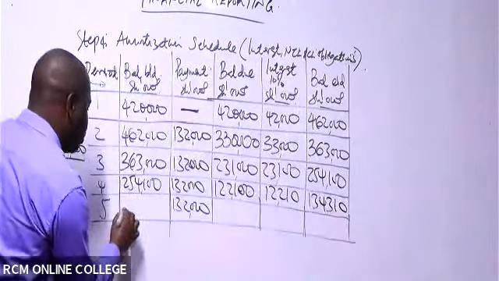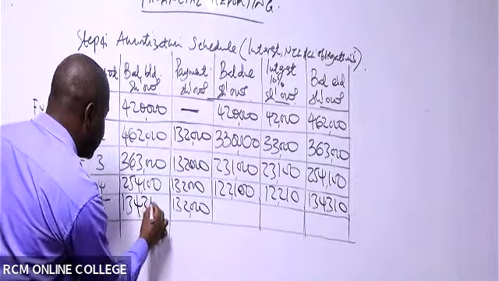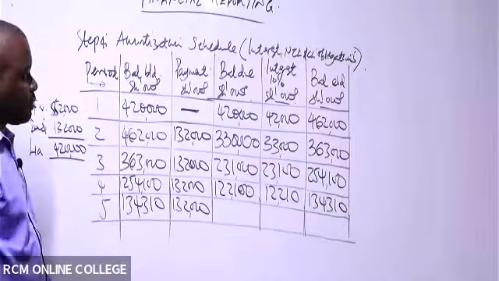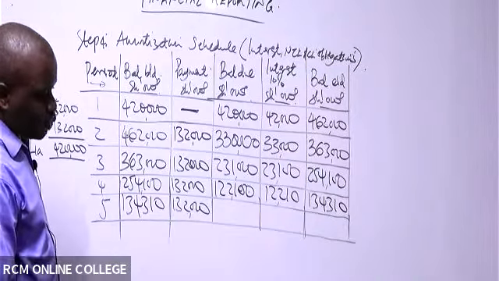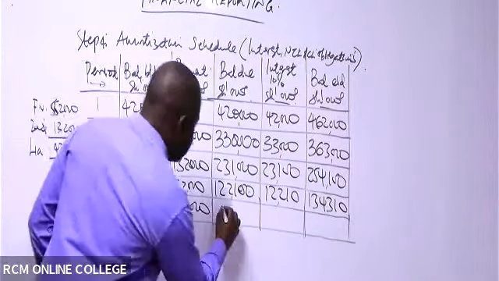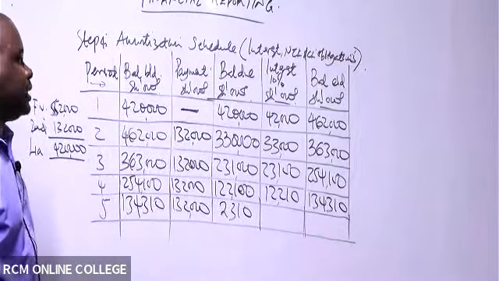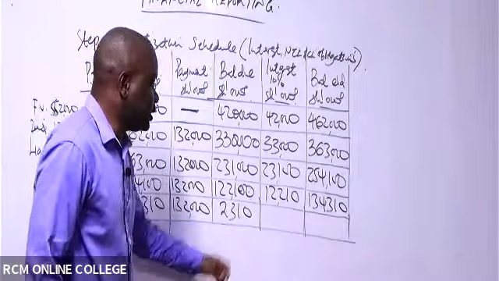You open the final year with 134,310. You pay 132,000. You remain with something there. The balance due will be 2,310. Ideally, you are supposed to arrive at 0 here.